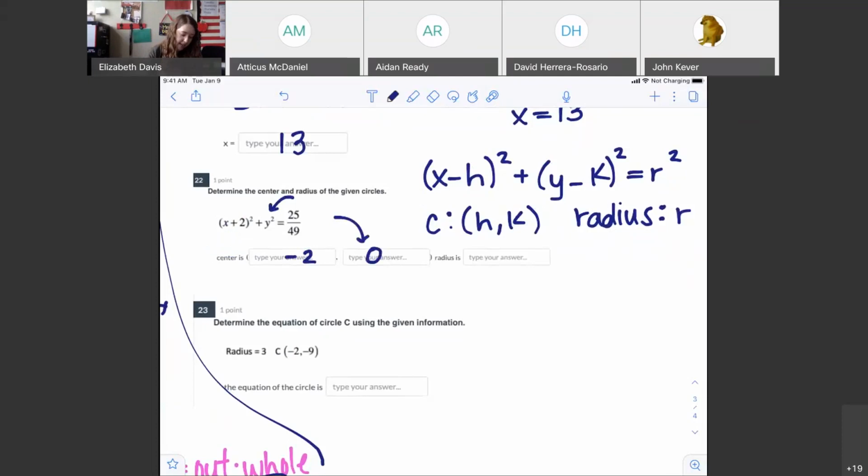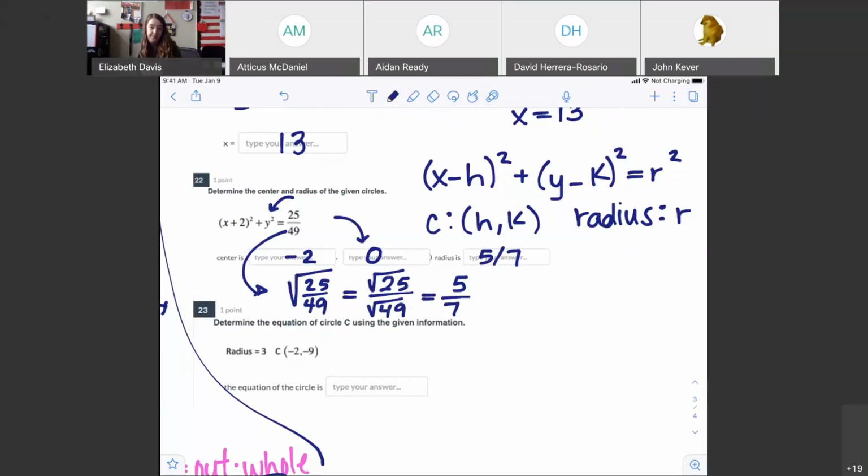Then to find the radius, we're gonna have to take the square root of what it's equal to. The square root of 25 over 49. When we take the square root of a fraction, we take the square root of the top and the square root of the bottom. The square root of 25 is 5. The square root of 49 is 7. So the radius is 5/7. Okay, we're going to be using that equation for the last problem. I'll go ahead and give you a little bit to try it.